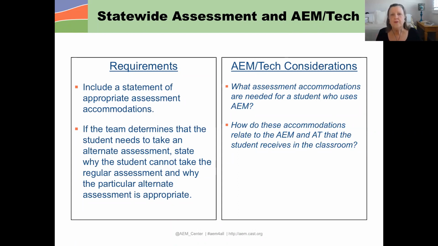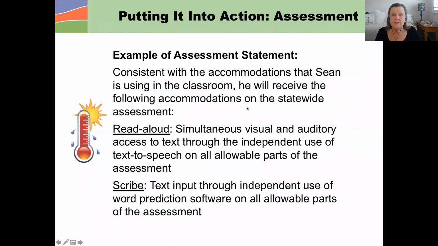This is a huge area with lots and lots of, we could do a whole hour or day or week on this particular issue because it is very iffy. Many times what a student is using in the classroom is not allowable on the assessments. So then we have to think, all right, if they can't use this particular thing on this assessment, what accommodations can they use that will provide support for them so that they can actually show what they know and are able to do? So in Sean's case, we want to make sure that consistent with the accommodations that he's using in the classroom, which is really good. That means good things are happening with Sean.